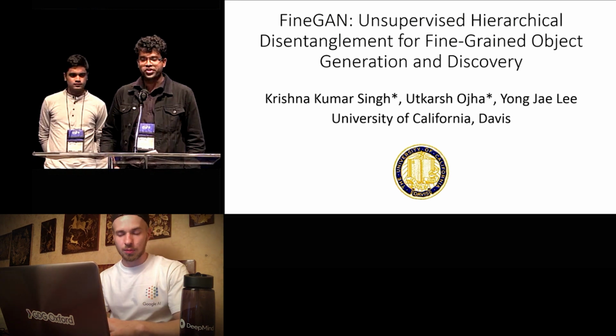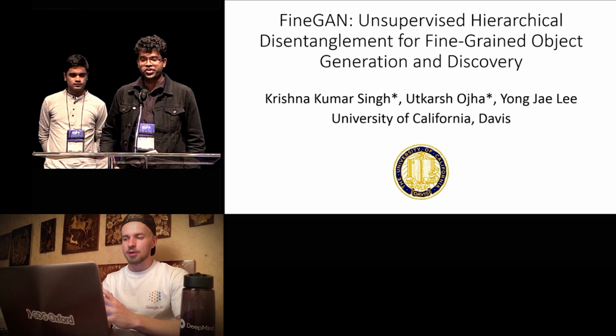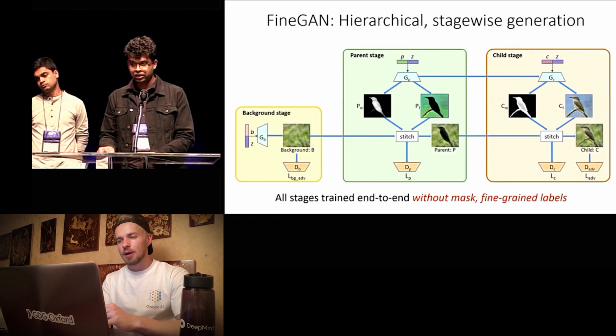The next work is not from Google, it's from the University of California, Davis, and it's aimed at controlled image generation. The authors explain the motivation in different ways, something about clustering and so on, but I see great value in this work, particularly for controlled image generation. You can see the title, and basically this algorithm consists of 3 parts, and I will explain what they do right now. So you see the background stage, parent stage, and child stage.